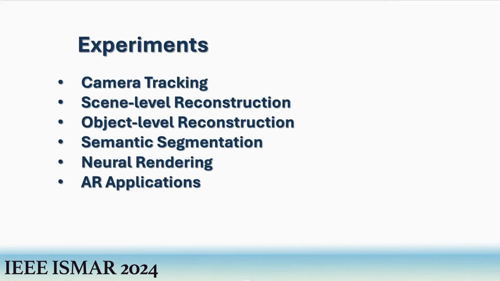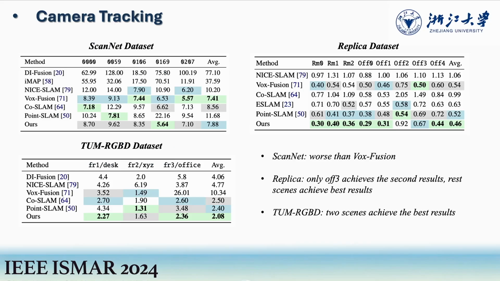In the following, we show our experimental results from different aspects. We show the camera tracking results on ScanNet, Replica, and TUM RGB-D datasets. It can be seen that our method can achieve relatively stable and competitive results. On the ScanNet dataset, our performance is only worse than Vox-Fusion. On the Replica dataset, only one scene achieves the second-best result, and the rest of the scenes achieve the best results. On the TUM RGB-D dataset, 2 scenes achieve the best results.